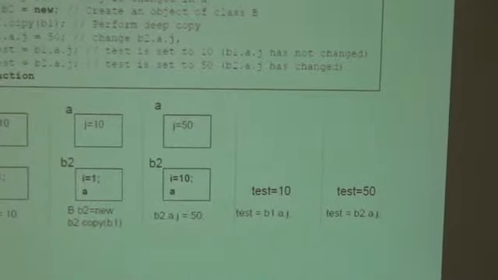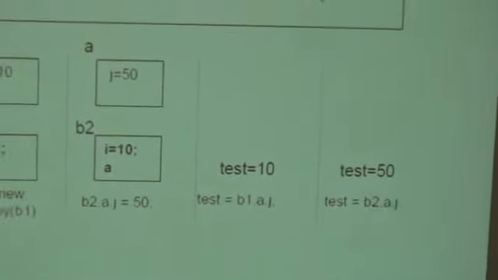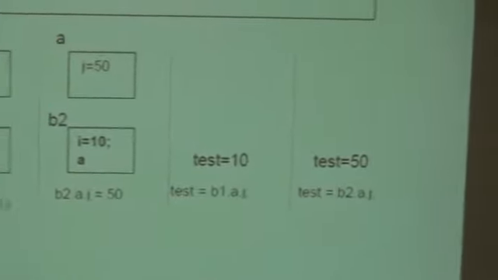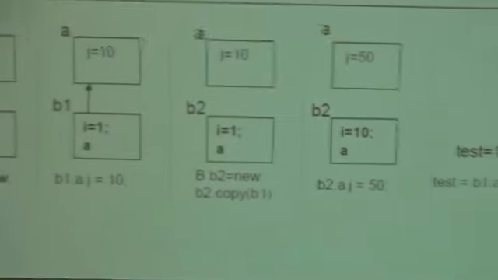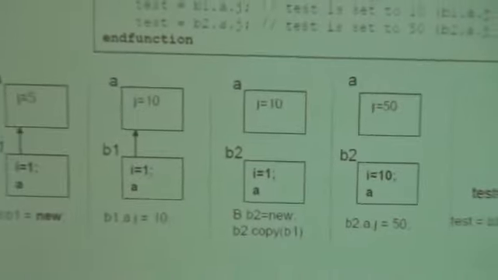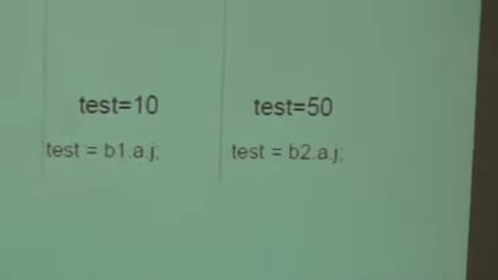Now we will keep a test for both b1 and b2. I am updating using chaining b1.a.j is equal to 10 and b.a.j is equal to 50, and I try to print out the values of b1.a.j and b.a.j. Since both have different objects and they are updated separately, we will get the output b1.a.j is equal to 10 and b.a.j equal to 50.